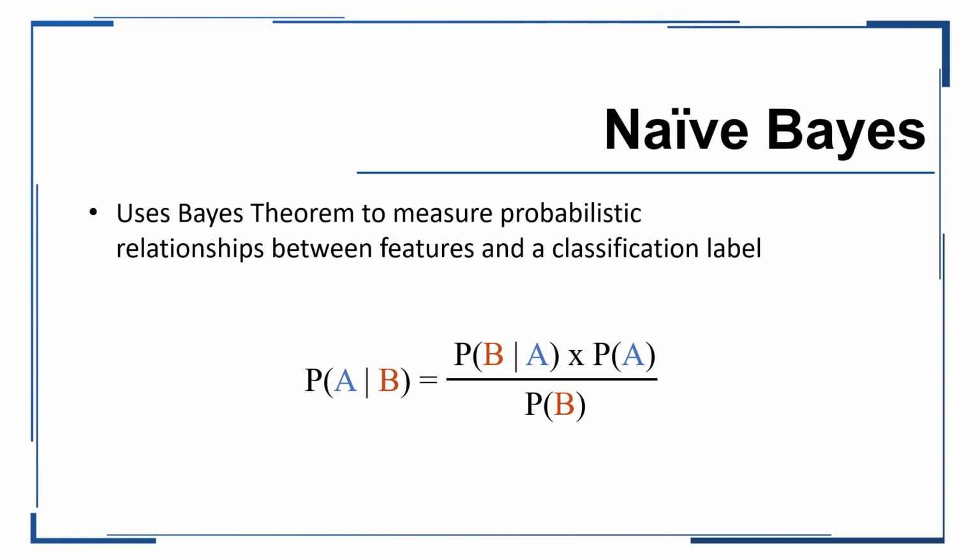This type of model works particularly well when you have a large number of features. However, like linear regression, this model does assume that the features are independent. So if you have features that are highly correlated with each other, that could cause issues for this model.